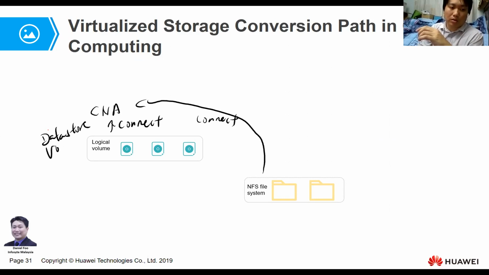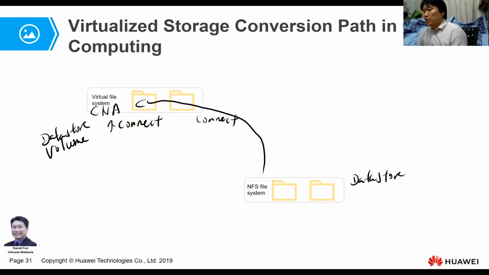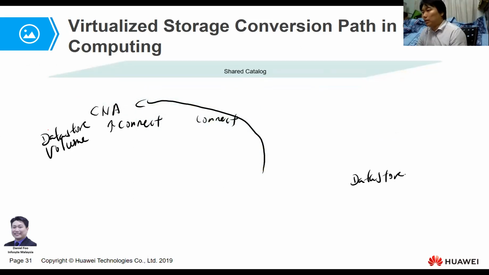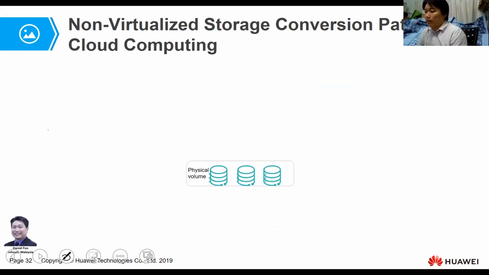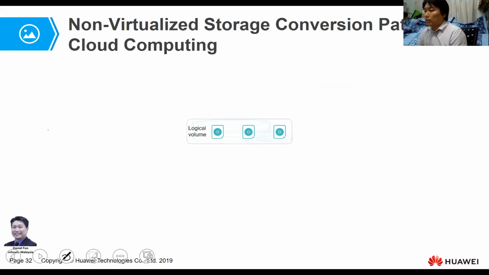Okay, so this will be used as the data store volume. This will also be used as a data store. Okay, it will be used for your virtual machine data store, so attach your CNA compute cluster. So this is your virtual file system, and it will be used as the shared catalog for your virtual machine. Okay, so another time, repeat for your non-virtualized storage. So I will create the LUN to mount to your virtual machine.